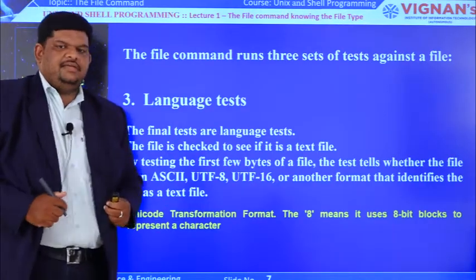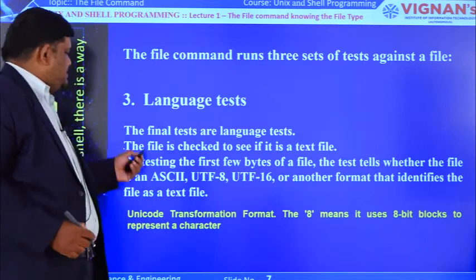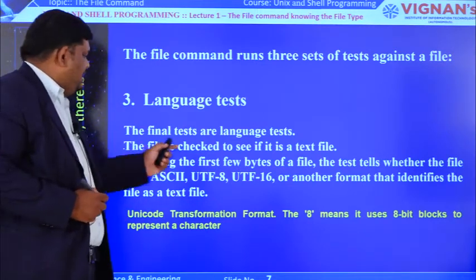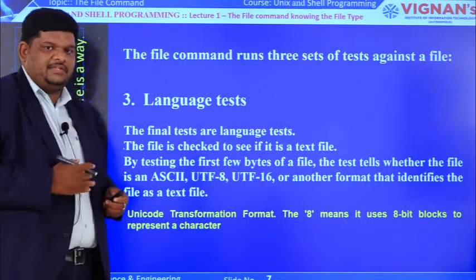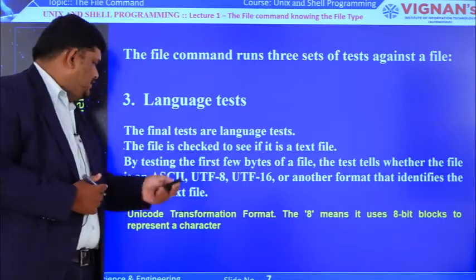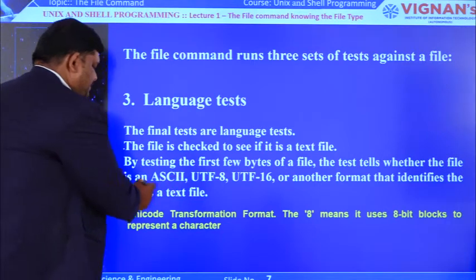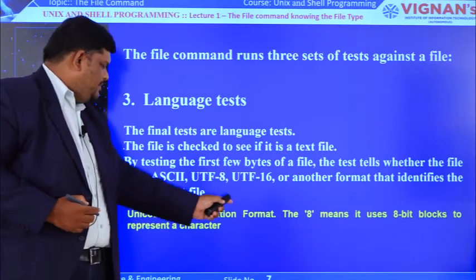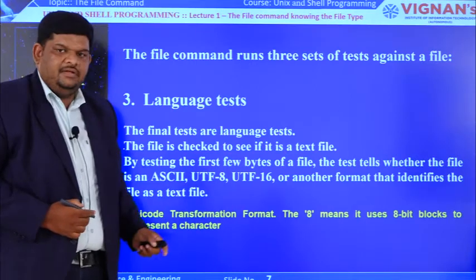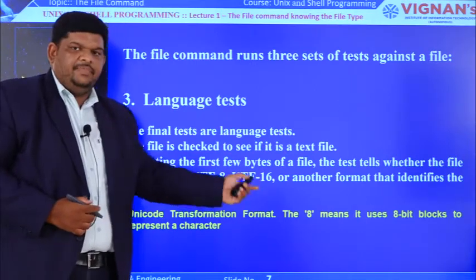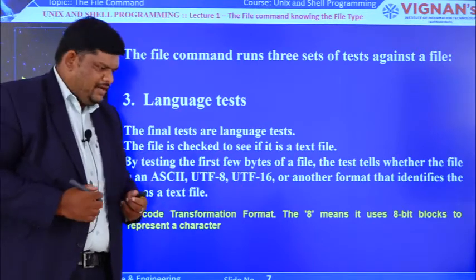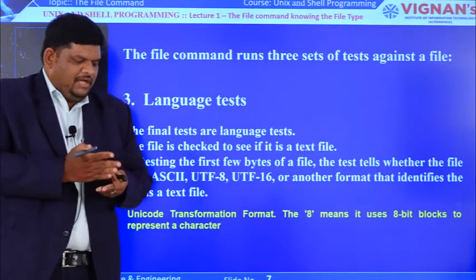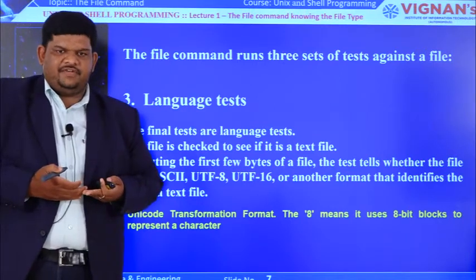And the third testing is language testing. This is the final test. Here the file is checked to see if it is a text file. If it is a text file, it returns the result in the form of ASCII or UTF-8. UTF is nothing but Unicode Transformation Format in 8-bit. If it is UTF-16, the output will be given in that way. That means before executing the file command, it performs all these three types of testing.